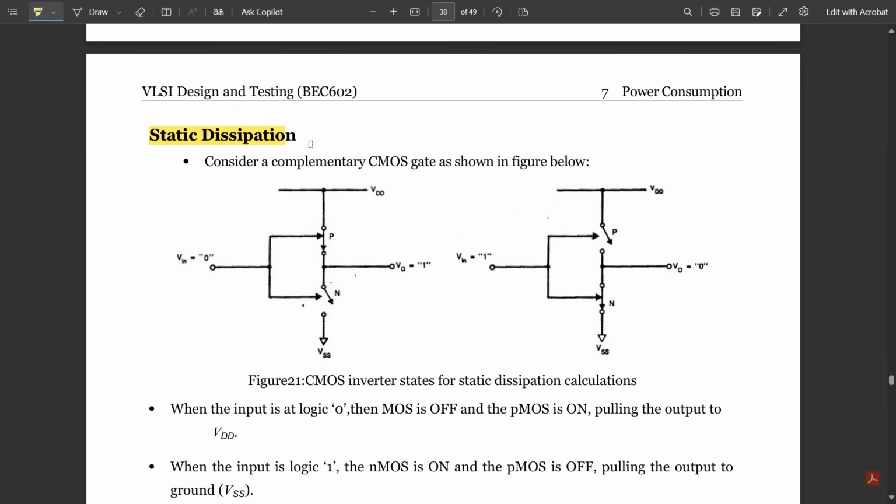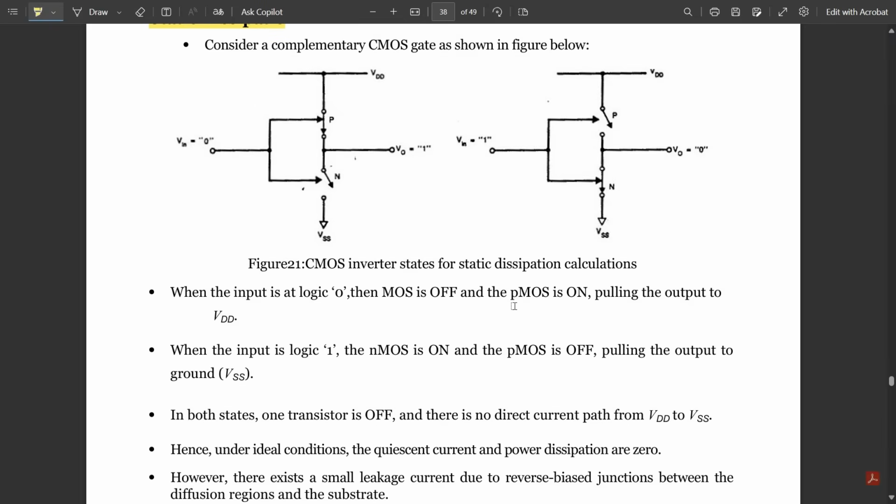For static dissipation, you should again consider the PMOS and NMOS transistors as switches. Consider a complementary CMOS gate as shown in the figure here. We are considering one simple inverter where the PMOS and NMOS transistors act as switches. In the first case, V in is equal to 0 and V out is equal to 1, so the PMOS switch would be closed and NMOS would be open. For V in equal to 1, the PMOS would be open and NMOS would be closed. These are the CMOS inverter states for static dissipation calculation.